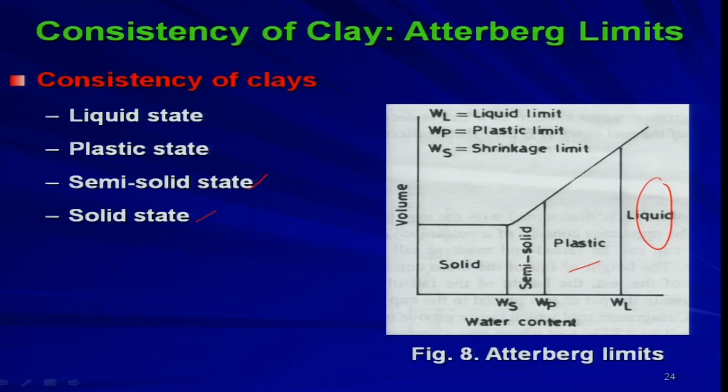As you see, this plot is volume versus water content. As you reduce the water content you also get a reduction in volume. In the liquid state it will have the maximum volume, and slowly it will reduce to the plastic state and then the semi solid state. Once you reach this point in the semi solid state, if you further reduce the water content in this direction, you are not getting any change in volume, and that is known as the solid state.